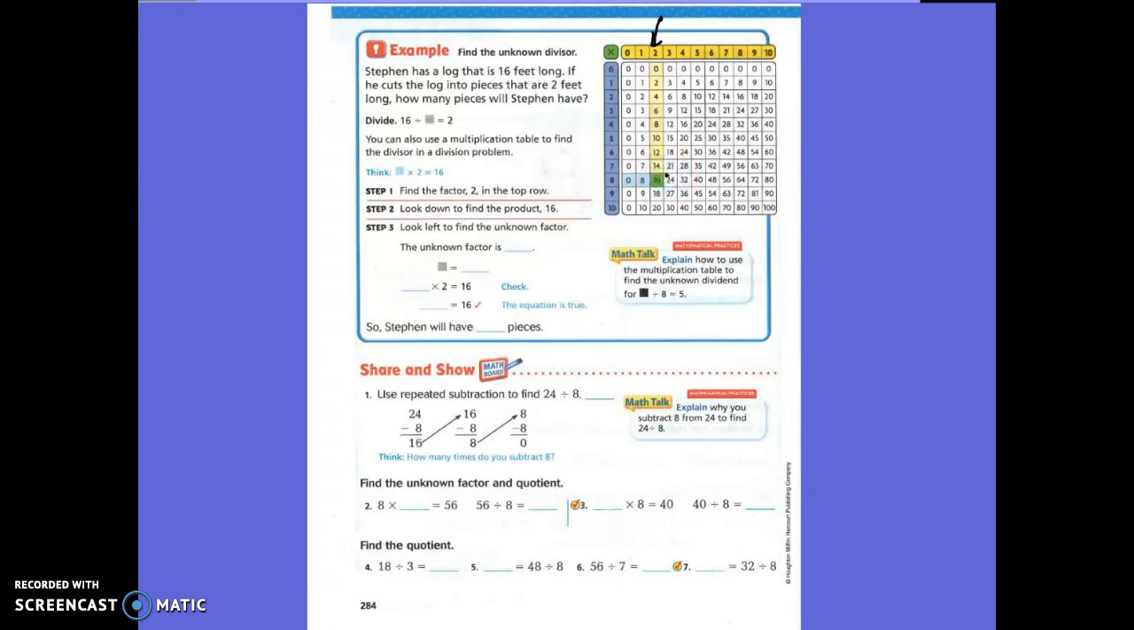Okay. Now, look to the left of it. What number is in the blue? 8. So the unknown factor is what? 8. So the blank square is 8. So what times 2 equals 16? 8. 8 times 2 equals 16.